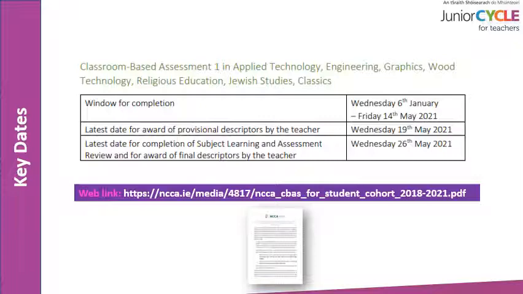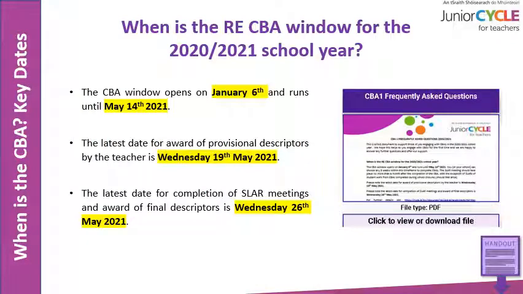For second year RE students, the arrangements as outlined in the framework for Junior Cycle 2015 remain unchanged, with students being expected to complete CBA 1 this year and CBA 2 next year. The RE CBA 1 window opens on January 6th and runs until May 14th, 2021. The latest date for award of provisional descriptors by the teacher is Wednesday 19th May 2021, and the latest date for completion of SLAR meetings and award of final descriptors is Wednesday 26th of May 2021.